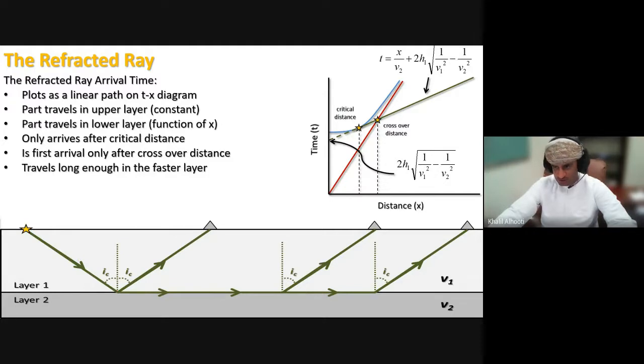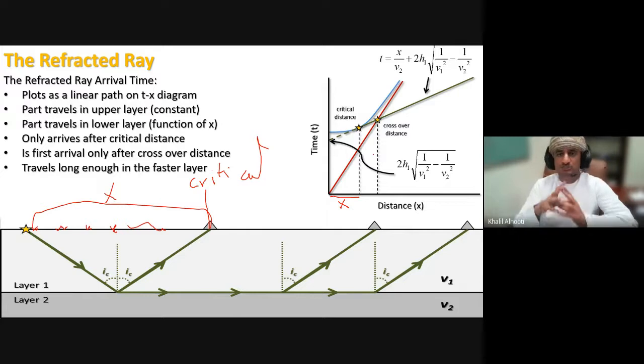It goes. It never appears here. There is no refraction here or critical refraction here. There is none until this distance. This distance is called the critical distance. It's exactly this distance. This x is equal to this x. These two are equal. That's what we call the critical distance. That's the distance.